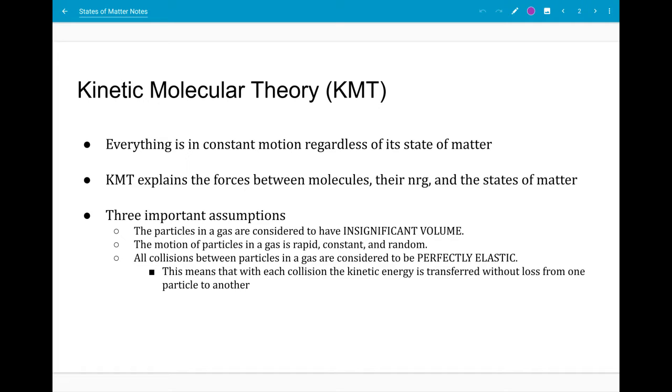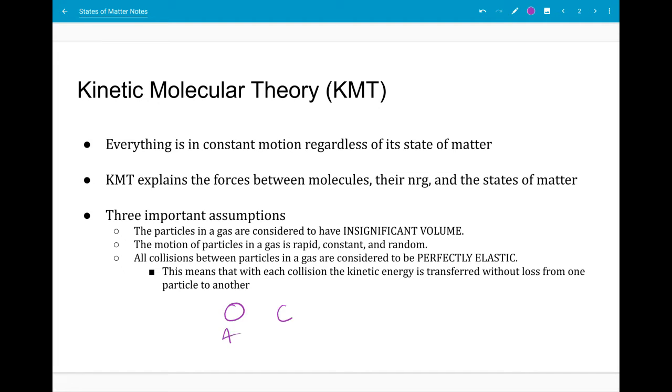One is that the particles in a gas are considered to have insignificant volume. The motions of particles in a gas happen to be rapid, constant, and random, and all collisions between particles in a gas are considered to be perfectly elastic. This means that in each collision, the kinetic energy is transferred without loss from one particle to another.